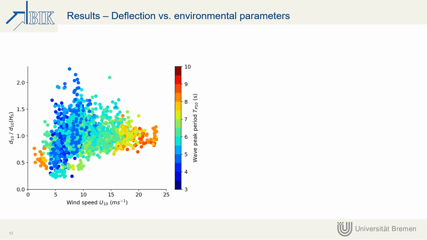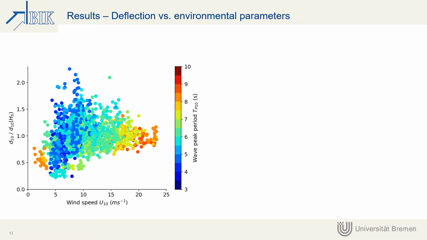Here, on the left, the same ratio of observed versus expected behavior is shown. However, this time as a function of the wind speed. Data points are colored by wave peak period. As in the previous figure, the deviation from the linear behavior is reduced with increasing wind speed. Again, a clear peak emerges for wind speeds between 4 and 12 meters per second.